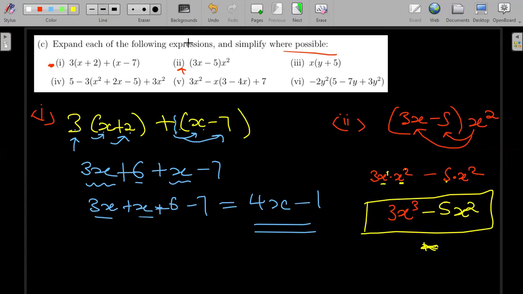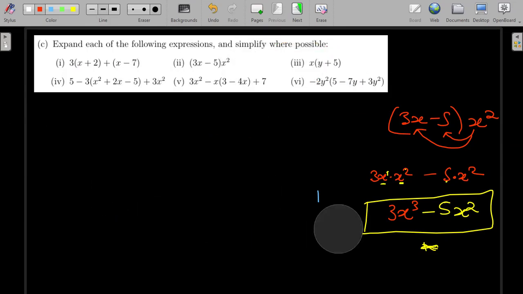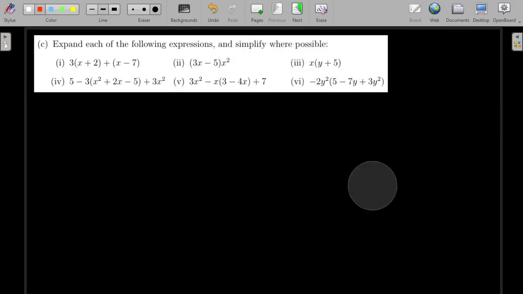I'll give the third one to you guys. You can try it out and share your solutions with me, and I'll be able to guide. Otherwise, I'll go to the fourth one. I'll skip the third one, which I've given you as an exercise. Let's look at this one here.